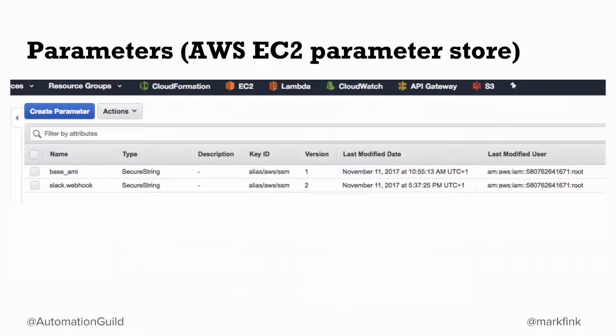For example, we store the ID of the base AMI, the image we use to launch new EC2 instances. We also store the webhook to integrate with our workspace tool. We love the parameter store, especially since it is free. But there are other solutions available, like for example CredStash. In the next section I'm going to walk you through a complete deployment where we are going to look up keys from the parameter store.